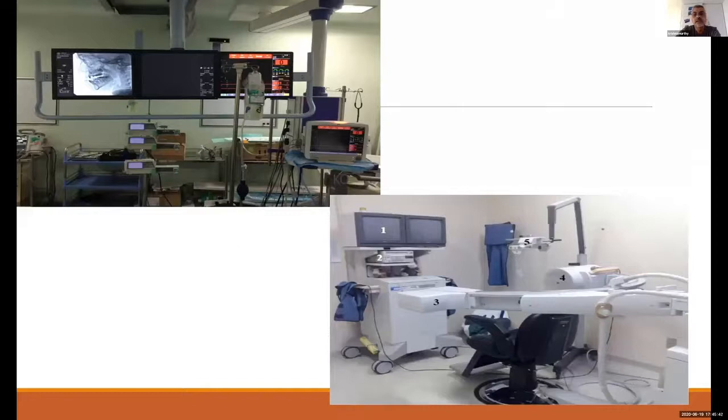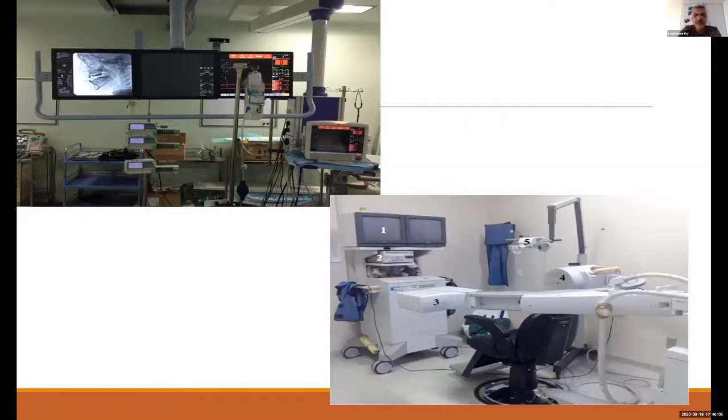So this is part of the setup. What you saw in the previous slide was a DSA, and that is the screen on the upper hand corner where you can record the video as well as get screenshots. Remember, you can have a recorded version of the whole episode, as well as two screenshots, one of the velum at rest and the other of the velum at maximum movement.